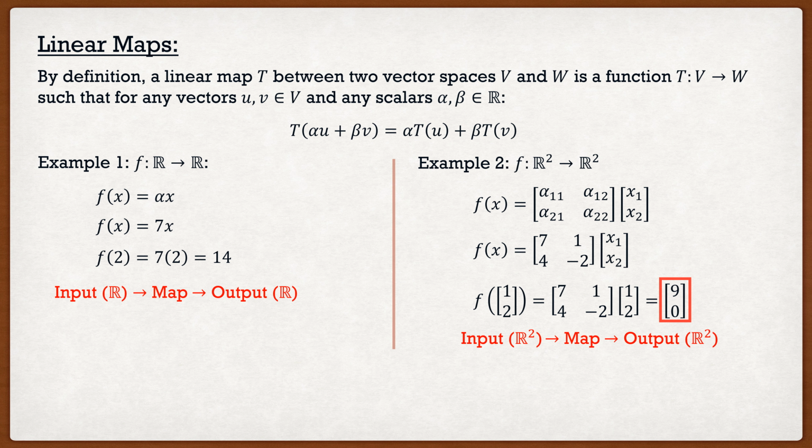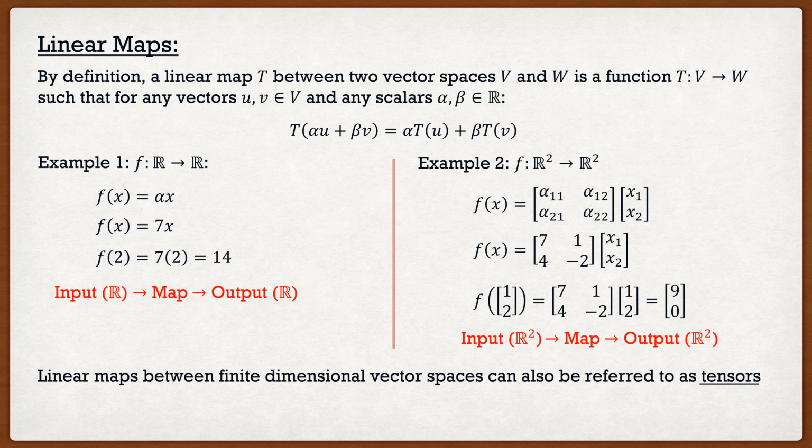Now, one thing that you are going to learn the hard way is that in this particular course, and I'm going to emphasize that, linear maps between finite dimensional vector spaces can also be referred to as tensors. For example, above I said the matrix alpha 1,1, alpha 1,2, alpha 2,1, and alpha 2,2, but I can also refer to that as a tensor. I may not always say matrix, I may call it a tensor instead. There is a difference between a matrix and a tensor, but for this particular course, in Euclidean vector space, I can use them interchangeably.